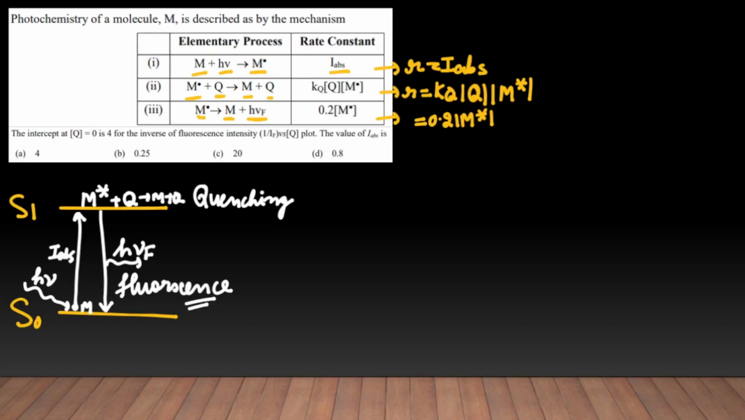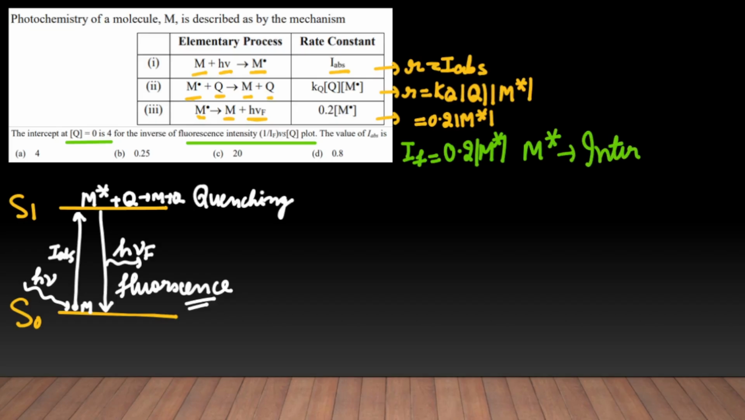Now the question says the intercept at q equal to 0 is 4 for the inverse of fluorescence intensity, that is 1 by IF versus the q plot, the value of I observed will be. So the fluorescence process is taking place in the third step. For that, the intensity of this fluorescence will be equal to 0.2 into the M star. This M star that I am having is the intermediate.